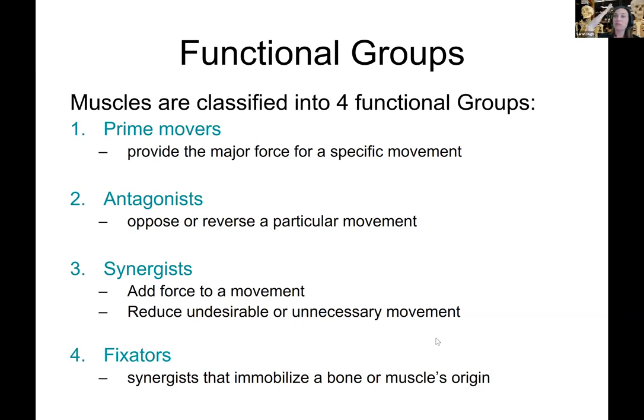And so those would be some fixator muscles that are up in here that are preventing those joints from also flexing. You can flex the fingers without flexing the wrist. So again, you've got some fixators that are helping to immobilize that area, okay? So those are our 4 different functional groups.